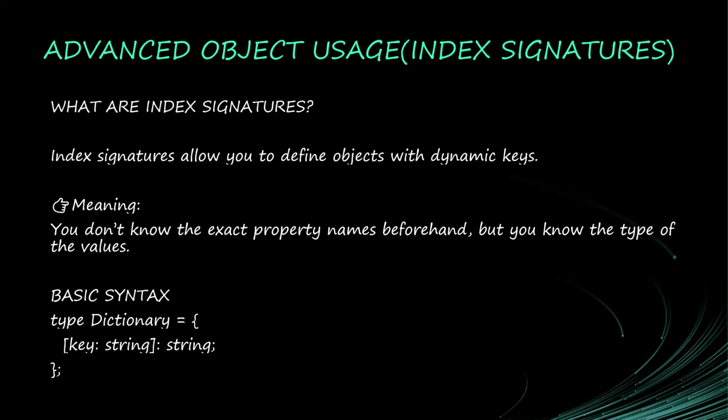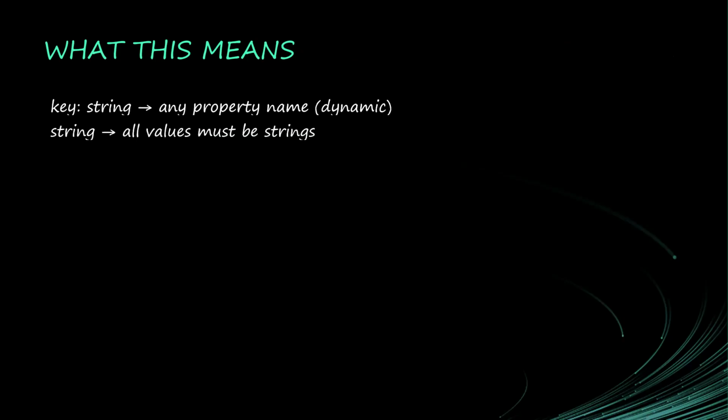This is a general index signature. The key is string, but the value must be the value of the keys that we do not know. Whenever we are declaring them, they must be strings. So it means that the key is string, any property name. It can be any property name. It's dynamic, but all the values must be strings.